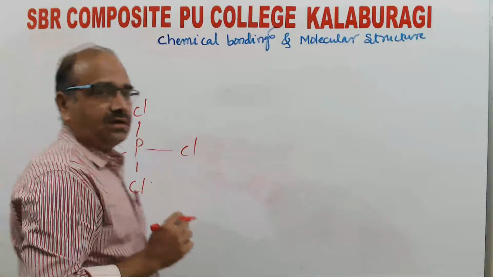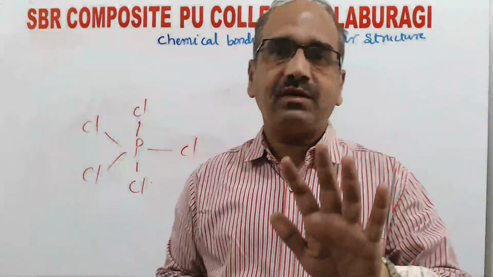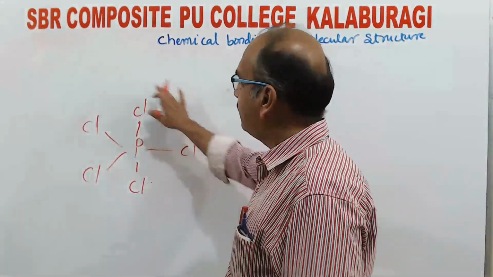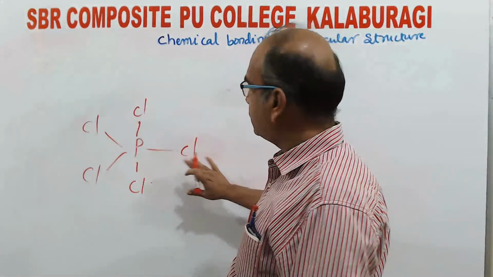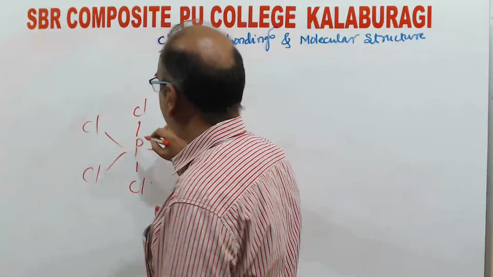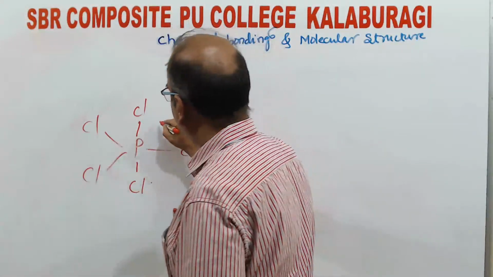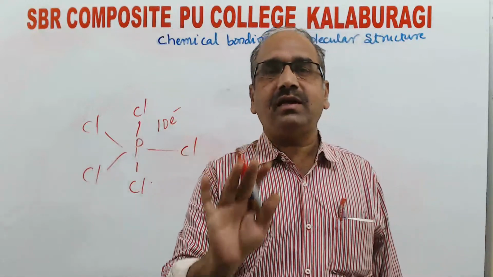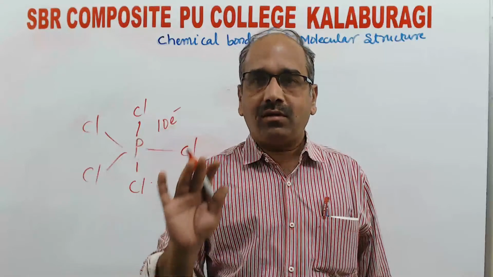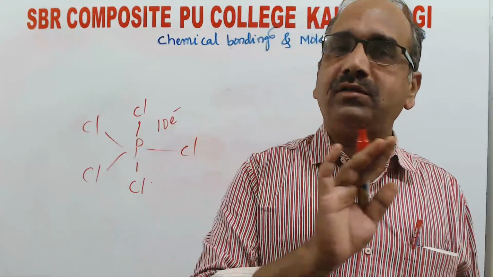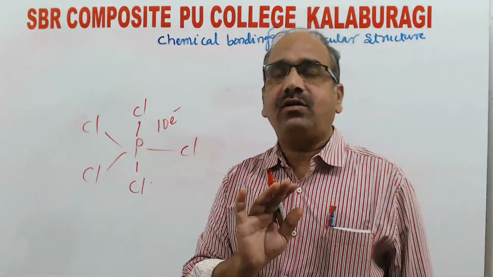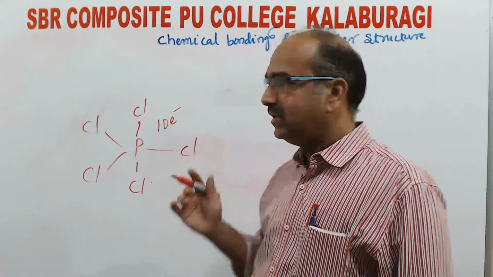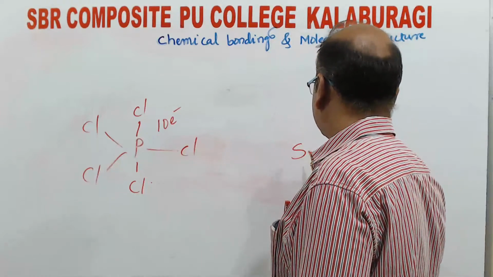PCl5. Here you know very well phosphorus has 5 valence electrons. Those are involved in the bonding with the 5 different chlorines. So the total number of electrons you count after bonding shall be 10 electrons. So this is an exception for the octet rule. Already it has been told the octet rule is not universal. There are some exceptions. Even the same thing is for SF6.